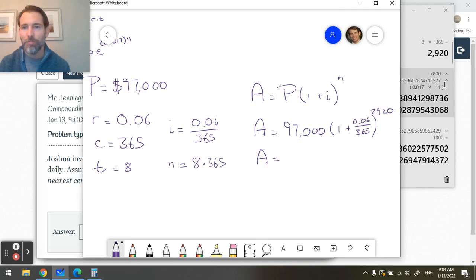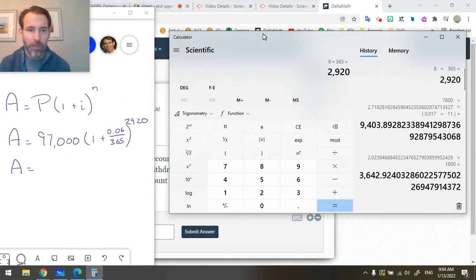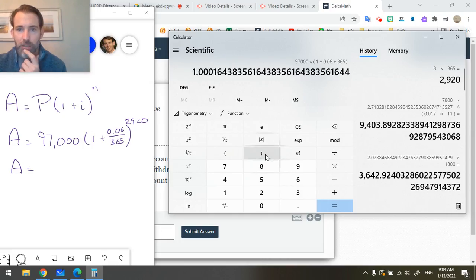A is equal to, and I'm going to move this over here so that I can write it all down in my calculator. Okay, here we go. Clear. 97000 times bracket 1 plus 0.06 divided by 365, end bracket, raised to the power. So see, it's doing the BEDMAS correctly for me. This times this raised to is waiting for me to tell it what exponent to raise this to. 2920.